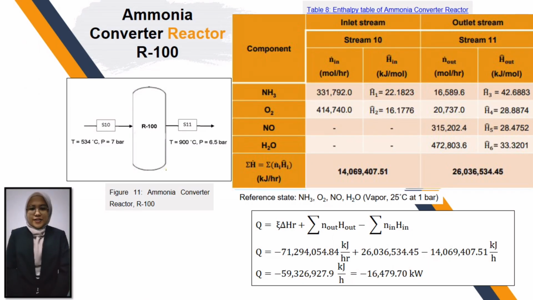The first reactor is the ammonia converter reactor where the oxidation of ammonia occurs. The inlet stream temperature is 534 degrees C and 7 bar pressure, while the outlet stream is at 900 degrees C and 6.5 bar pressure. The heat of reaction is equal to negative 71,294,054 kilojoule per hour. The sum of heat transfer is negative 16,479 kilowatt, which makes it an exothermic process.